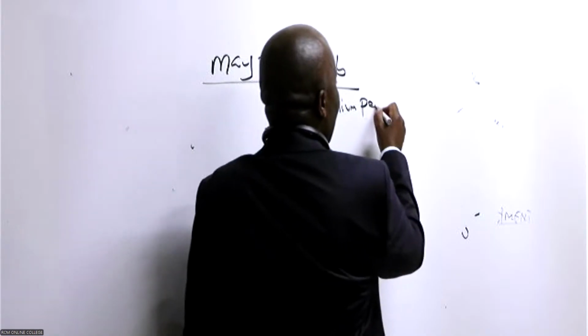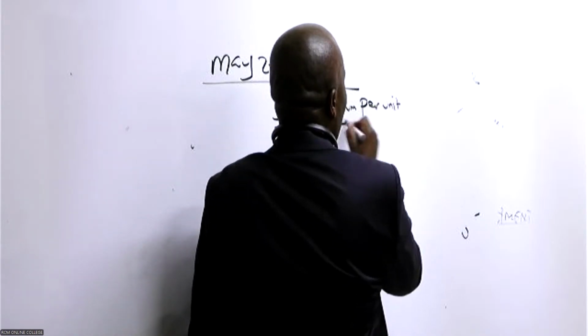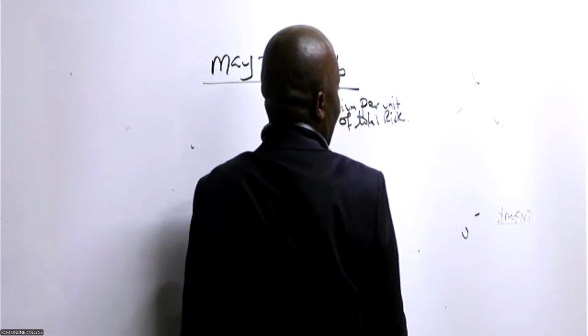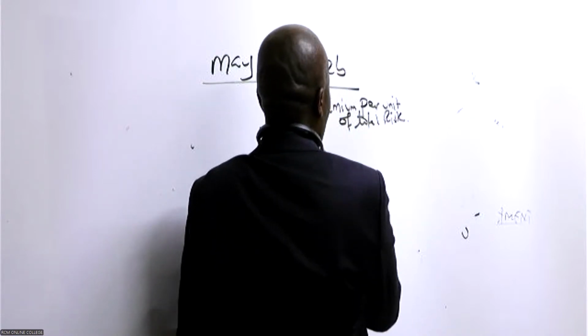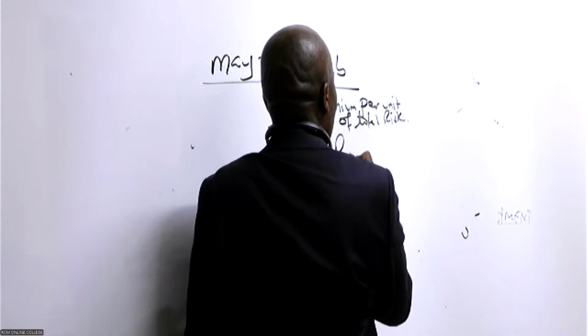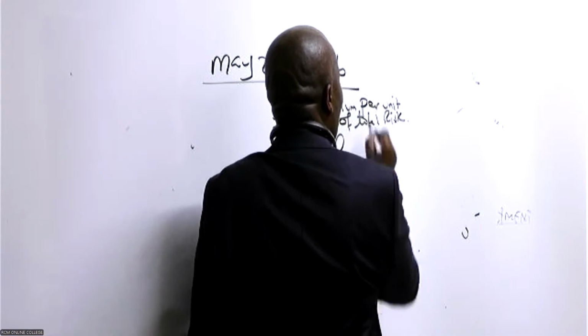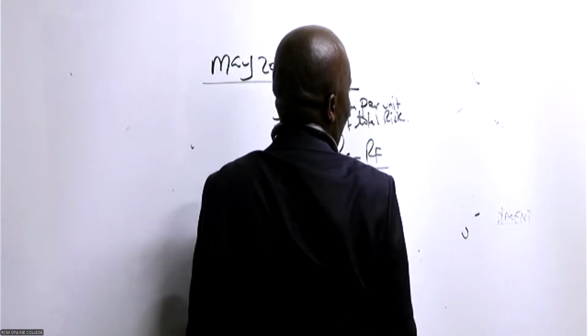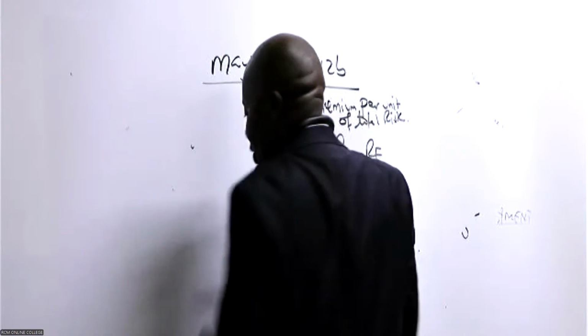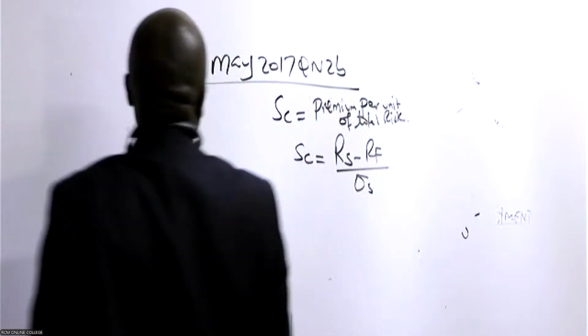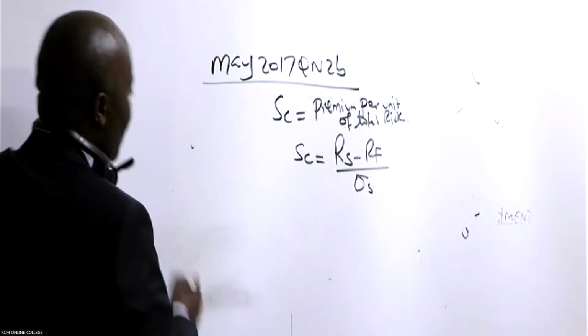per unit of total risk, isn't it? And how do we calculate this premium? It will be returns of the security minus risk-free, all over total risk, which is standard deviation. Total risk is standard deviation. So then we shall be able to calculate for all these securities.